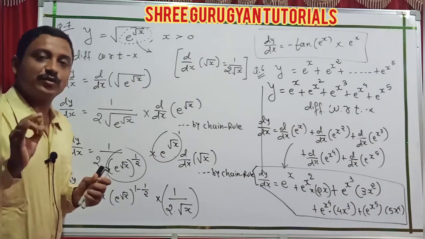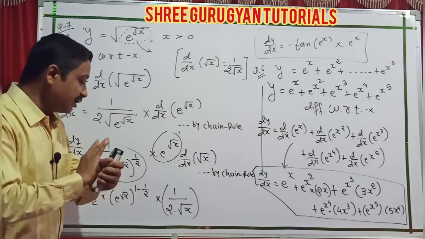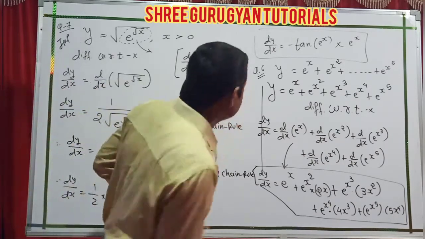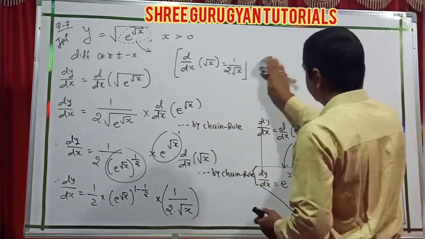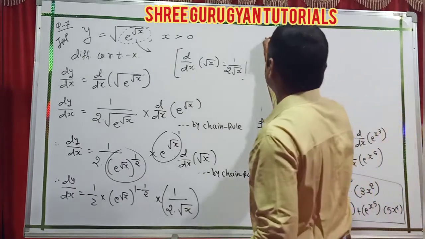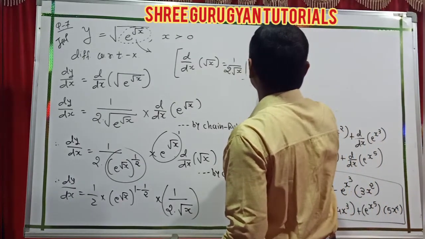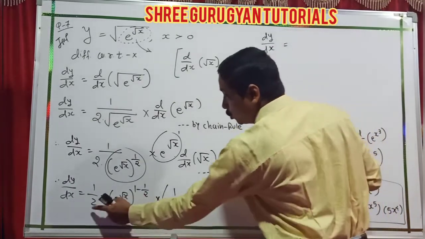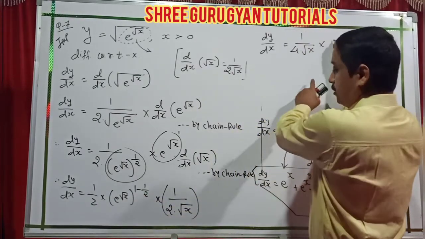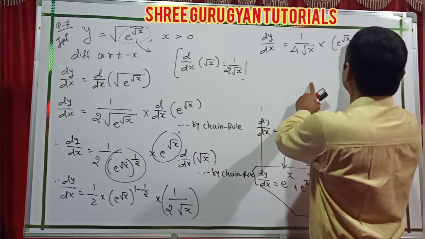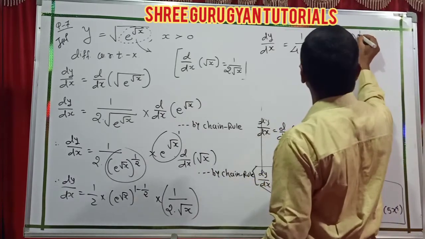Yes. Root x derivative is 1 by 2 root x. Finally over here, students, my answer is done and in its basic terms finished there. So dy by dx, these are total taking 2 and 2, 1 by 4 root x same, and e raised to root x raised to 1 minus half, it is half.